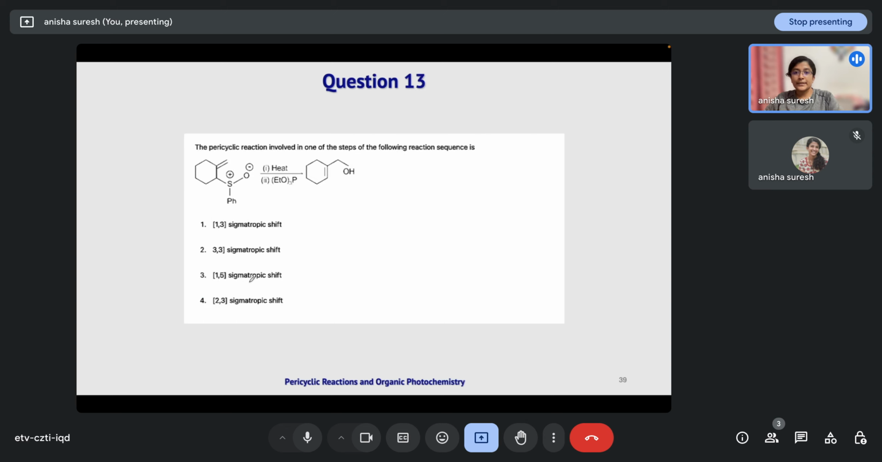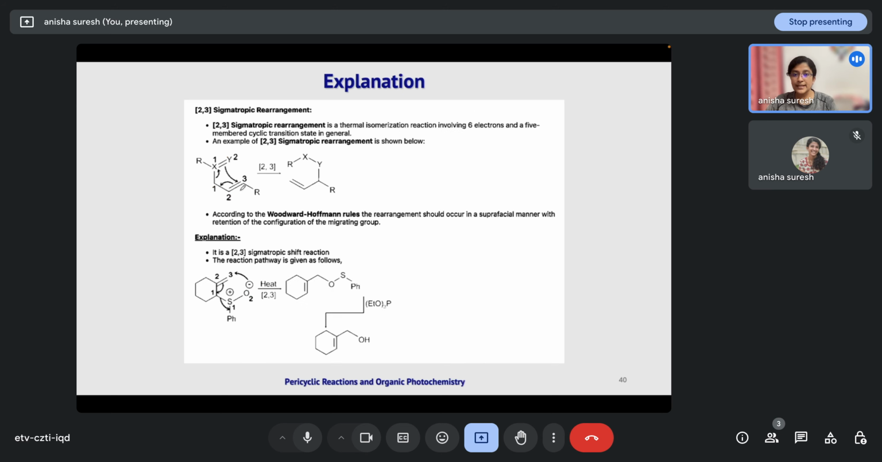Now coming to question number 13. The pericyclic reaction involved in one of the steps of the following reaction sequence is... So this is an example of which sort of rearrangement? Is it a 1,3 sigmatropic shift, 3,3 sigmatropic shift, 1,5 sigmatropic shift, or 2,3 sigmatropic shift? A similar example was discussed in the lecture. This can be numbered like 3, 2, 1, 1, 2. So this is an example of a 2,3 sigmatropic shift.